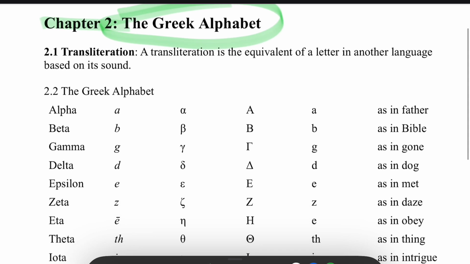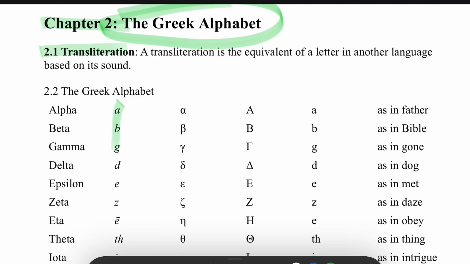Just briefly before we jump into the Greek alphabet, this is talking about transliteration in the second column here. A transliteration is the equivalent of a letter in another language based on its sound. And we have some words that are transliterations of Greek words. Baptism is an example of that. Baptism is from the Greek word baptizo. So there's really just the sounds that are being carried over.